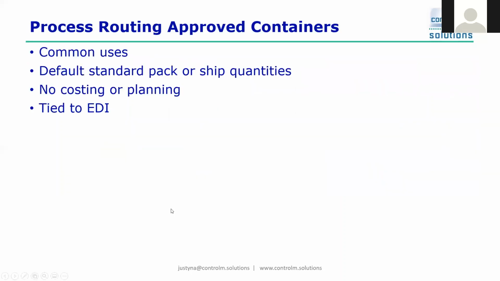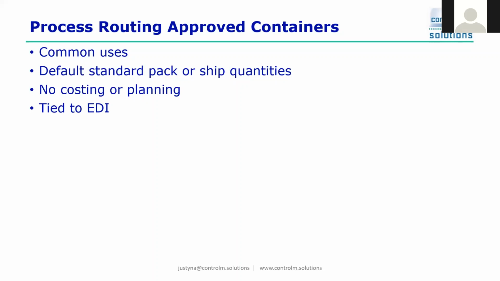Thanks, Patty. Okay, so we'll move on to the next one. Process routings, approved containers. It's a simple one. Doesn't do any costing, no planning is needed. Mostly used to default standard pack or ship quantities. These can be set up at the part level or the process routing. And the requirement is basically controlled by two settings. So make sure you check both of these settings out to be comfortable. There's the approved container type for process routing and the approved container type for part.